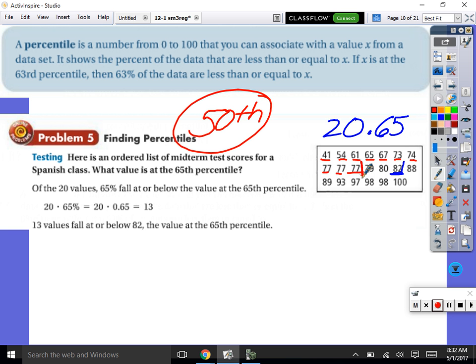So if I said to you, what's at the 90th percentile? You would take 20 students times 0.90. How many in do I need to go? 18. Make sure you type in 0.90. You'd need to go in 18. So 98 would be at the 90th percentile. Everybody good? 90% of the students scored at that or below that. Okay.